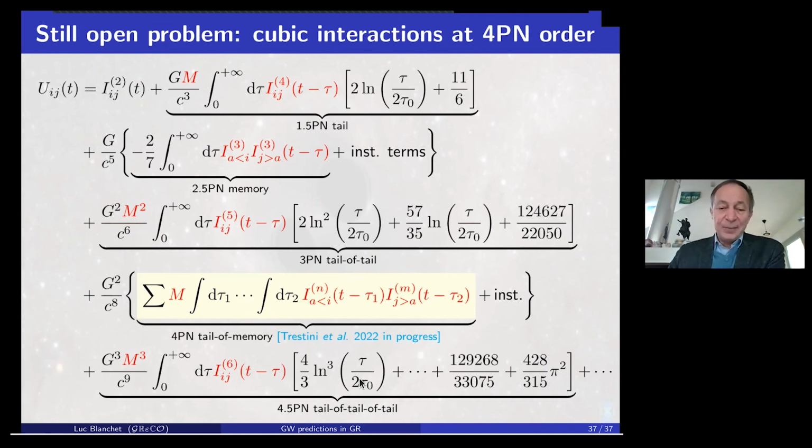However, there is still work to be done, and this is in progress, notably with the work of David Trestini, who is doing his PhD on that problem. The so-called tail of memory is to be completed, and this is a 4PN effect that needs to be included before having all the material needed to finally complete the 4PN generation for the gravitational wave templates.